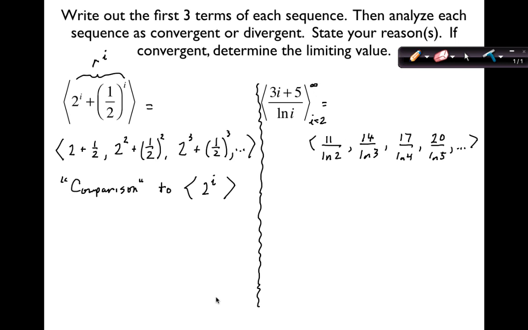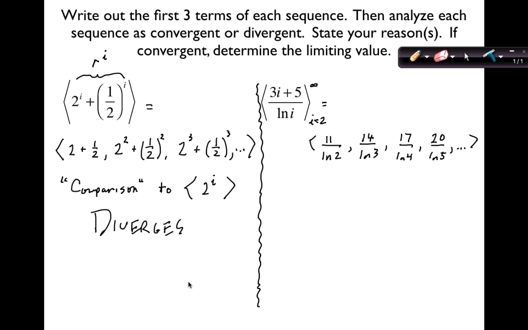Okay, so what about this one? So we've got 3i plus 5 over ln of i. I've written out some terms here. You can't have i equals 1, because you get 0 in the denominator. People are saying this diverges, but we need a mathematical justification that this diverges.